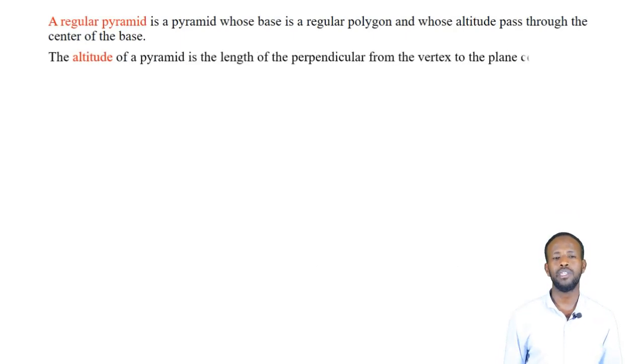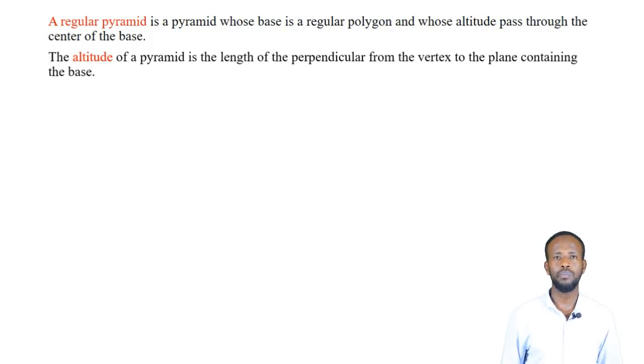So if we have learned these parts, now let us see what we call a regular pyramid. A regular pyramid is a pyramid whose base is a regular polygon and whose altitude passes through the center of the base. So here, what type of figure do we call a regular pyramid? It is a pyramid with a base of a regular polygon. Do you remember what a regular polygon is? If you remember them, if the pyramid has a regular polygon as its base, we will call it what? Regular pyramid, we will call it.